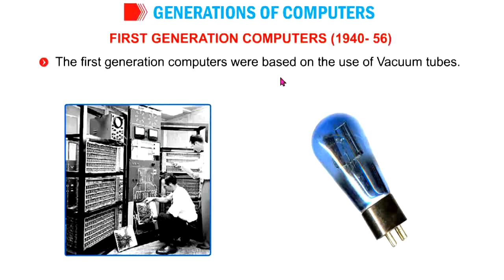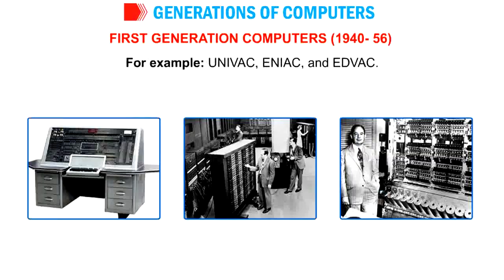The first generation of computers were based on vacuum tubes. This is one vacuum tube, and the size of a computer almost covered one full room, with very small internal storage, and they were very expensive. Examples of first generation computers are UNIVAC, ENIAC and EDVAC.